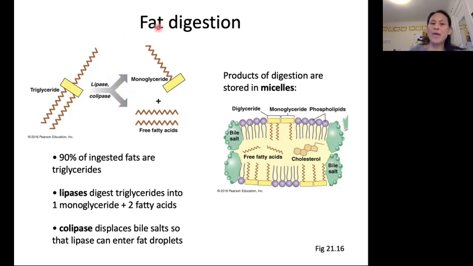Once we have our broken down products here, they are going to be stored in these structures called micelles. So this is kind of a diagram of a micelle. You can see that it's got some monoglycerides, free fatty acids. I also want to point out that other hydrophobic molecules are going to be stored in the micelles. So for instance, cholesterol, also fat soluble vitamins and things like that.